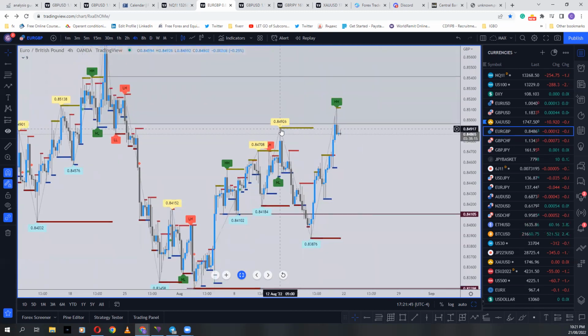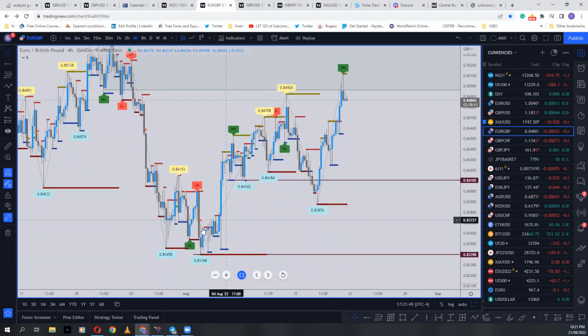Because if we look at this high, price has practically closed above it. So as you can see, this was the impulse, this was the retracement, and this is the move higher.